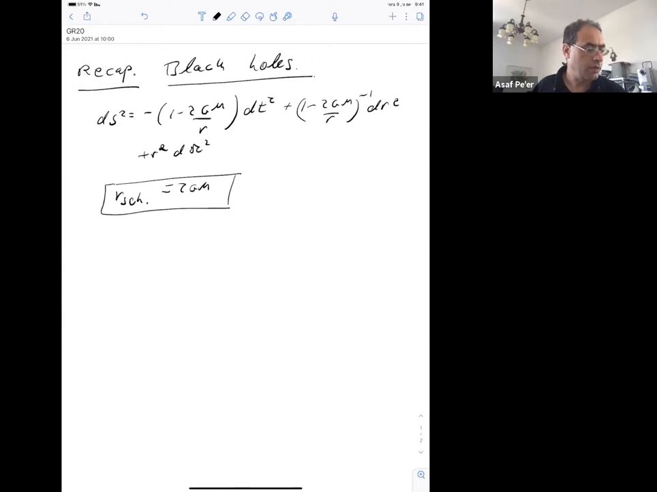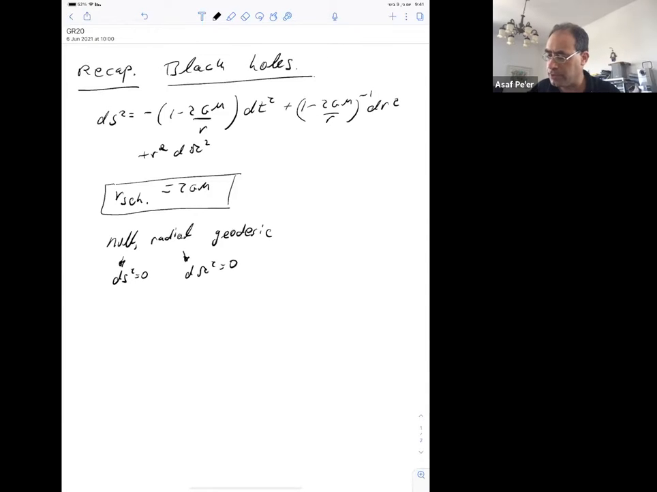Right. And then we realize that we have a problem, right? If we took a radial geodesic, that's what a light ray will do, right? A light ray goes null, so that means ds squared is equal to 0. Radial means d omega squared is equal to 0. And so we have 0 is equal to minus (1 minus 2GM over r) dt squared plus (1 minus 2GM over r) to the minus 1 dr squared.